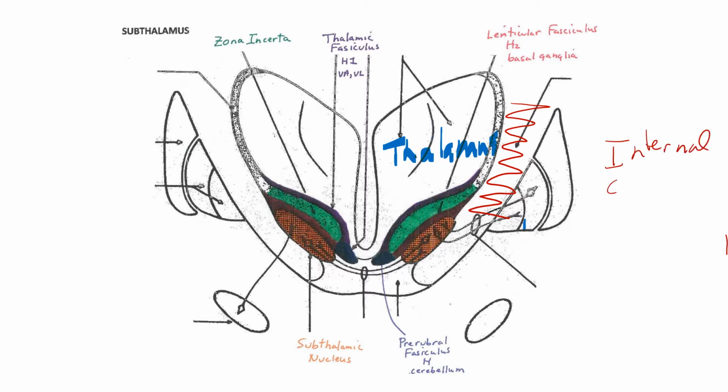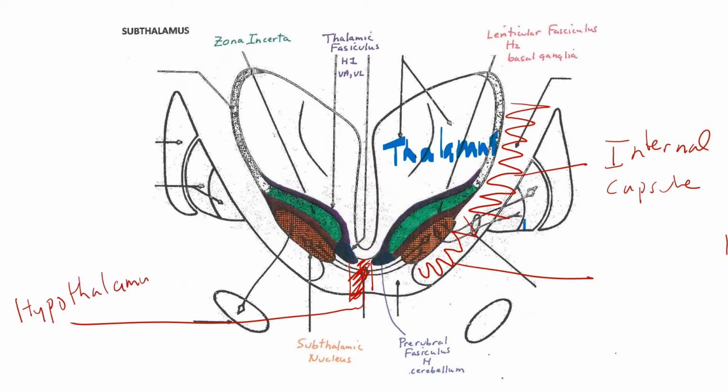And the internal capsule is going to be both the lateral boundary, but then it's going to wrap around and become the ventral boundary or the inferior boundary also. So we're going to see that the internal capsule is going to serve as both the lateral and the ventral or inferior boundary. Then medially, we are going to see this area right here, and this is going to be the hypothalamus.